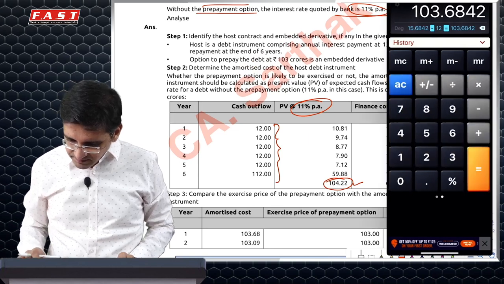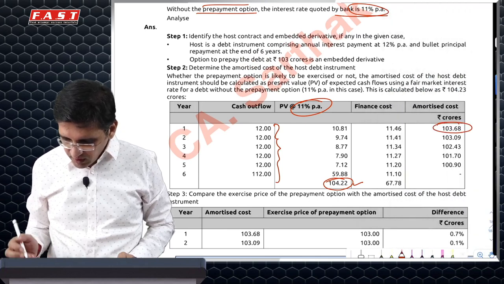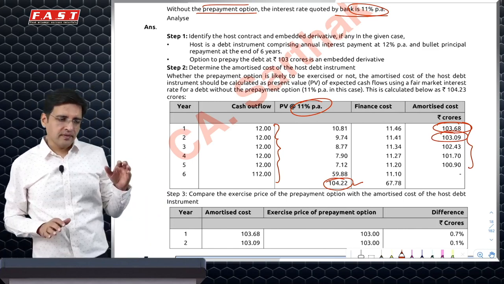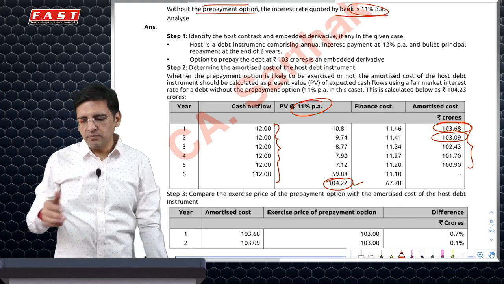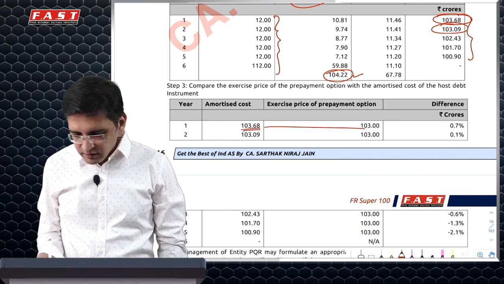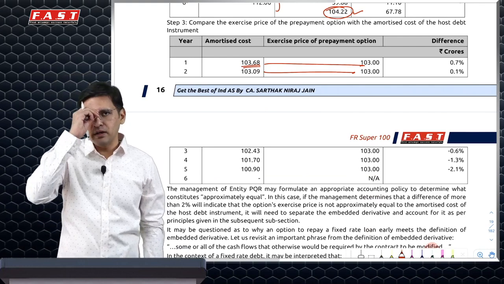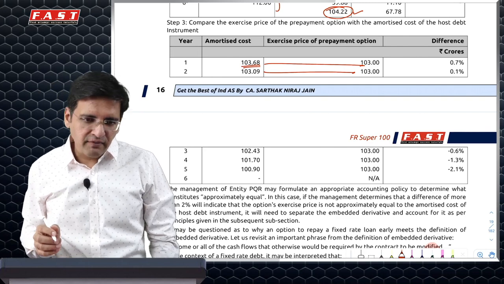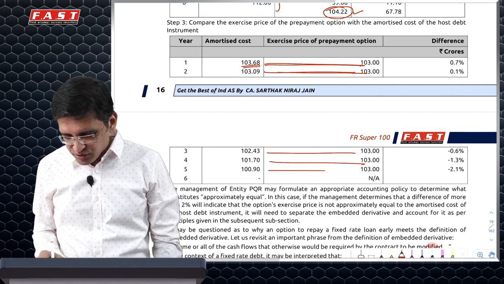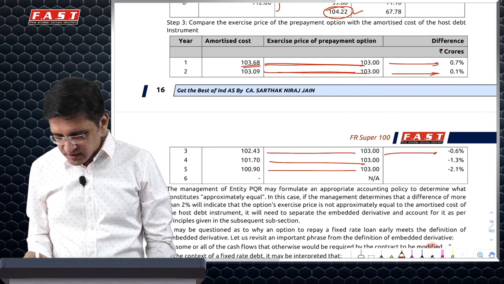Second year, what would have happened? Again into 1.11, minus the 12 paid, giving 103.09. So these are the amortized costs. Now what it says is, without the option contract, your amortized cost would have been this. So this would have been the value of your loan. However, the fair value of the loan at the end of every year is 103, because if you want to pay it early, you'll have to pay a prepayment penalty of 3. So ideally speaking, without the prepayment option and with the prepayment option at the end of every year, there is no significant difference in the values. And if I calculate these differences in percentage terms, these are the differences.